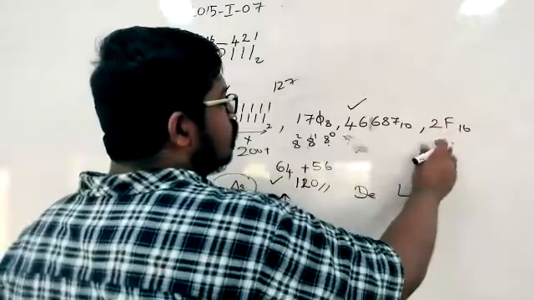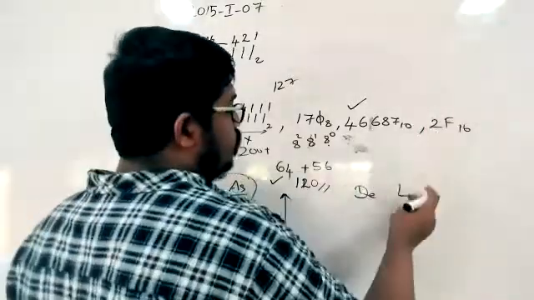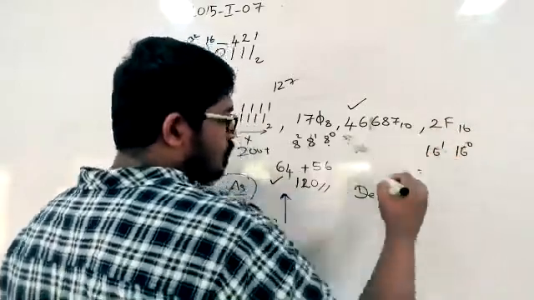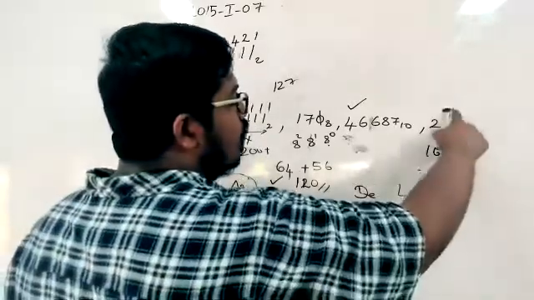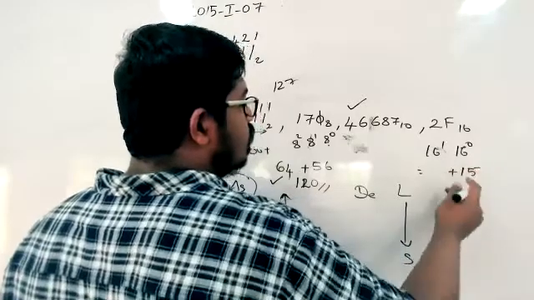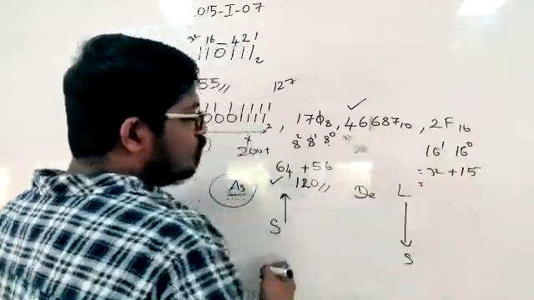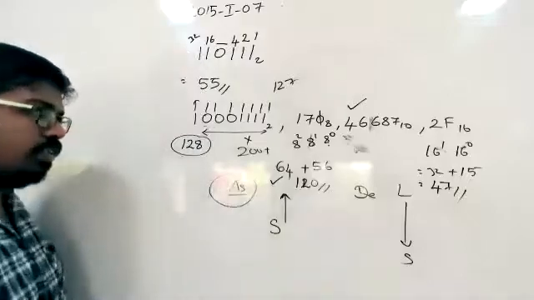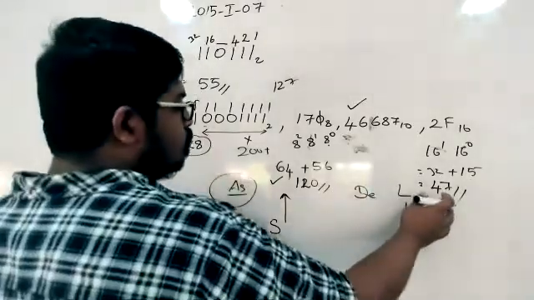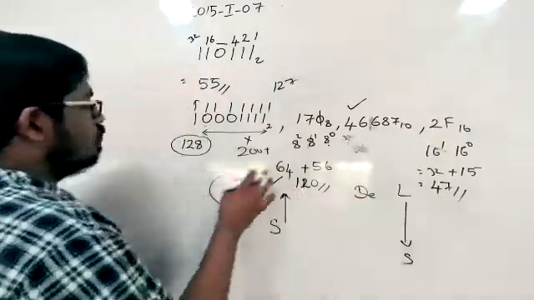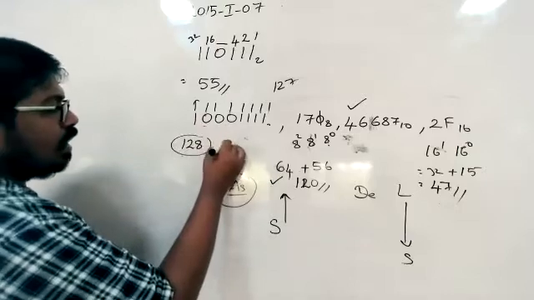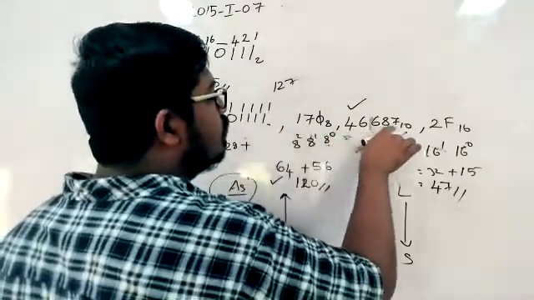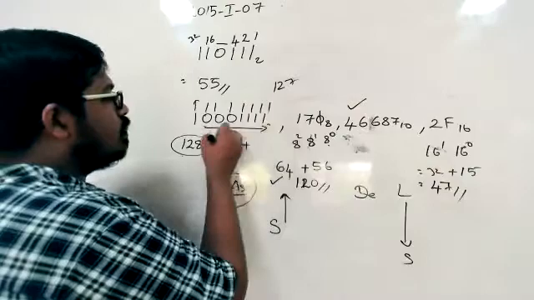Right? When you convert this one to F, 16 to the power 0, 16 to the power 1. 1 into 15, 15. 16 into 2, 32. So 32 plus 15, it will be 47. Right? So 47. 120. This one is 128 plus. Why? This one is 128. This one is 46,687. So never do the calculation here.